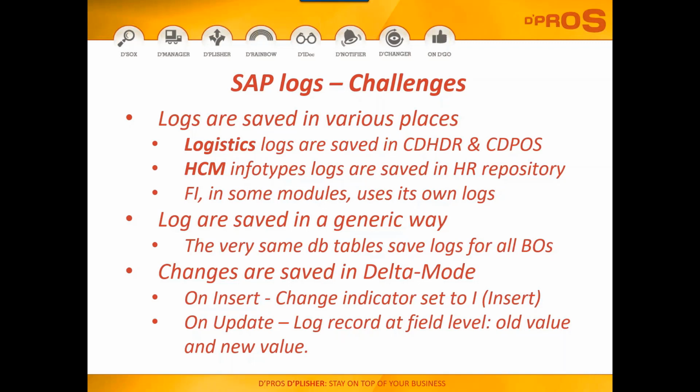So logs are saved in various places. Logistics save their information in two tables, CDPOS and CDHDR, in the opposite order. The header is the header line, and position is where the changes are saved. Human capital management are saving their information in their own repository and their own logs, and FI in some modules use its own logs. Okay, that's the first challenge. Where should I look?